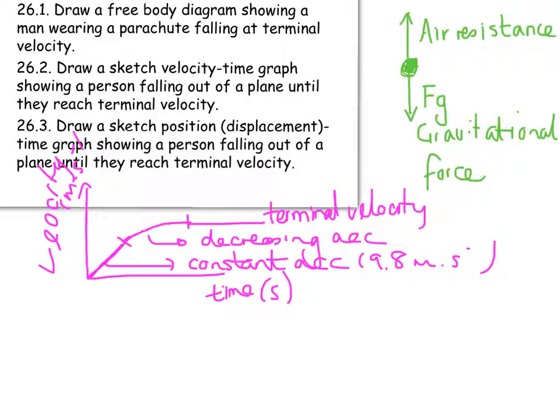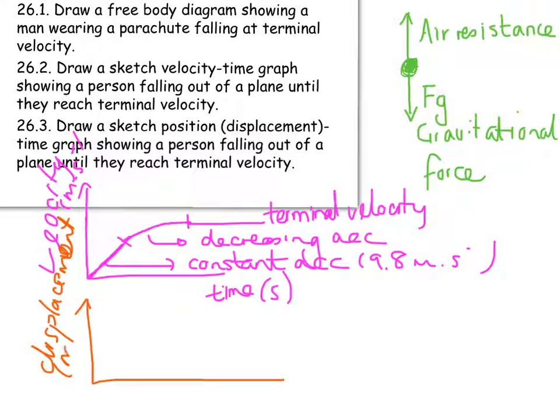Then it says draw a position or a displacement time graph to see what happens until they reach terminal velocity. Now the first thing that I need to do is displacement, and that is in meters. And time in seconds. The first thing is that we need to have an increasing velocity, and then we are ultimately going to have a constant velocity.